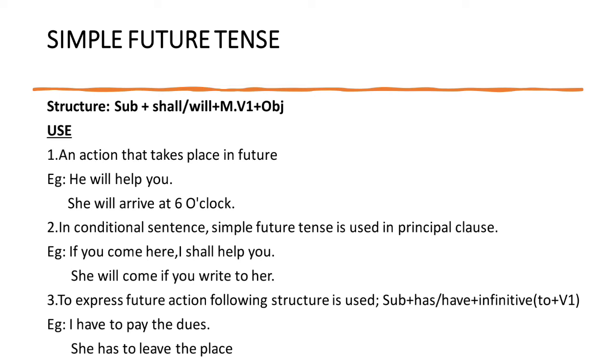Another example is she will come if you write to her. So here she will come is the principal clause, which is in simple future tense, and if you write to her is a subordinate clause.